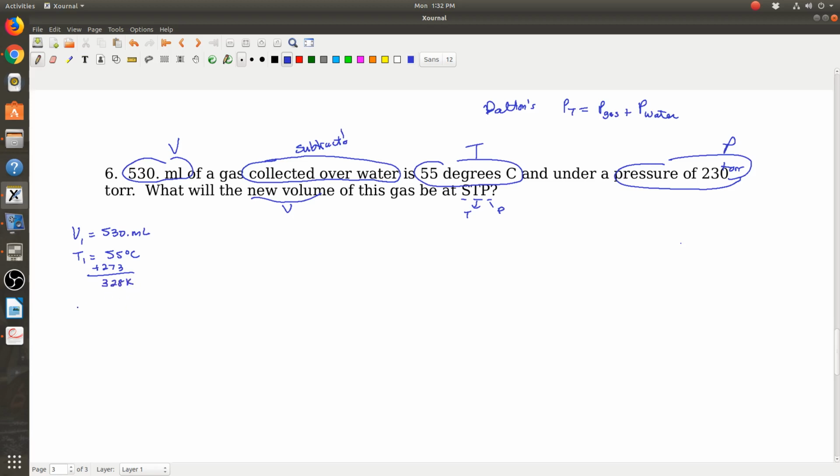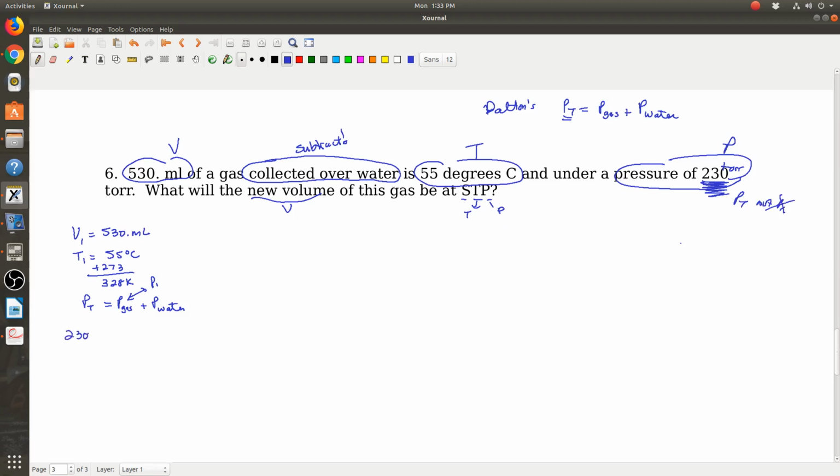Okay? And the pressure, well, the pressure this time is the pressure of the gas and the water. So the pressure this time is the P total. I've got to figure out what P1 is. P1 is going to be the gas plus the pressure of the water. So this is P1, but I don't know what the P1 is. The total pressure, though, I know. The total pressure was 230 torr right here. So this pressure is PT, not P1. So we're going to have to figure that out.